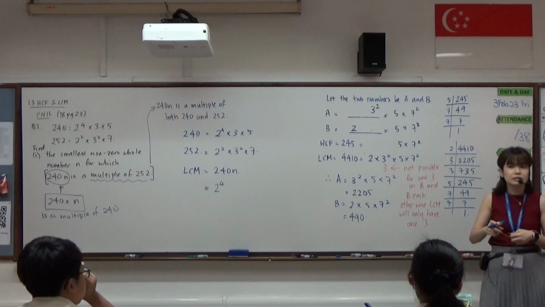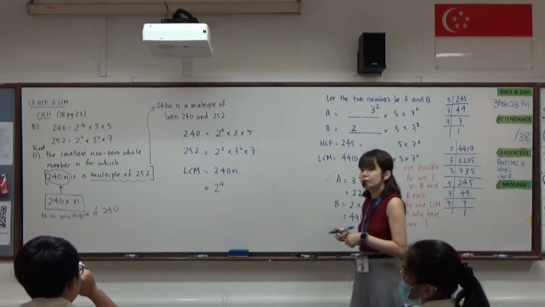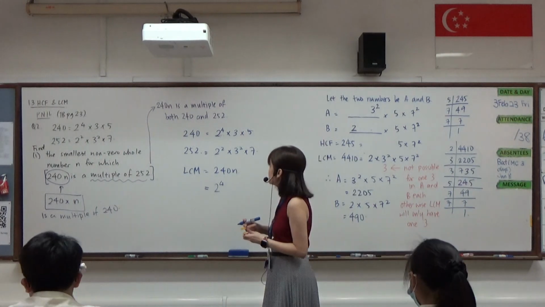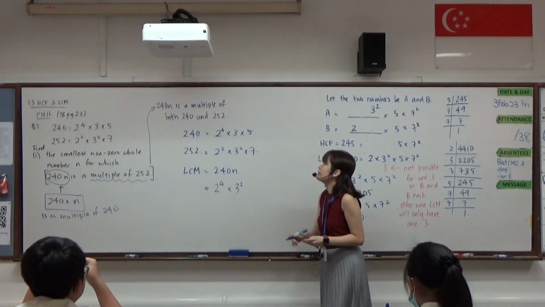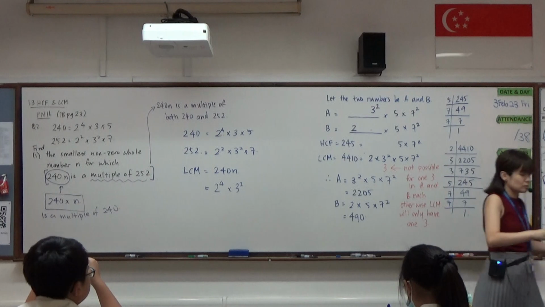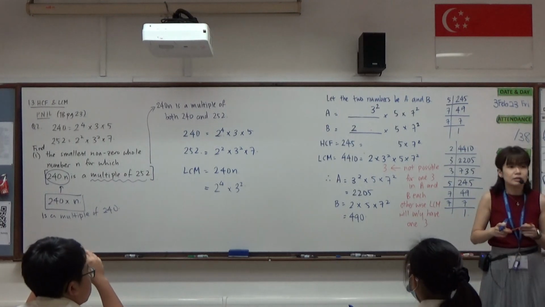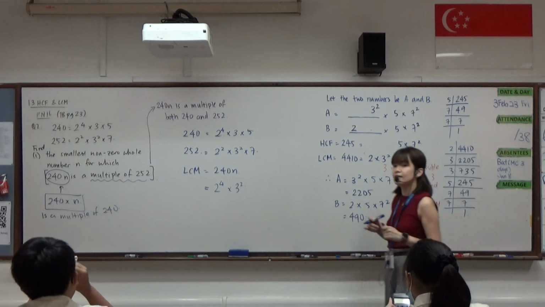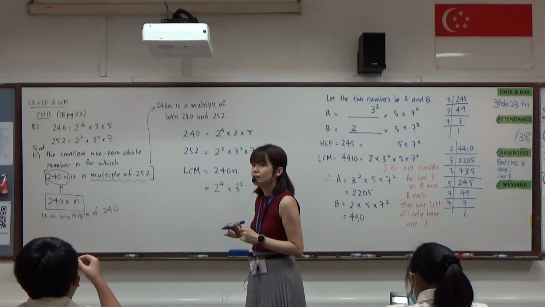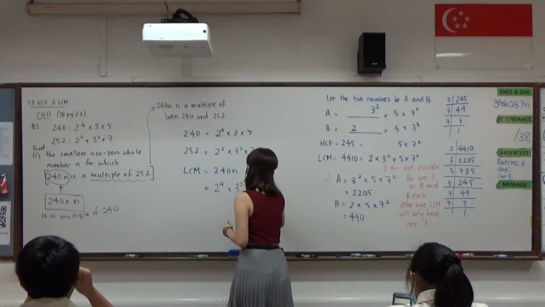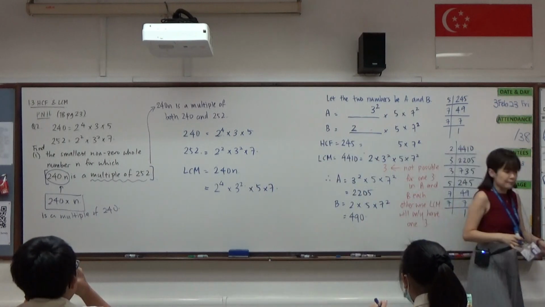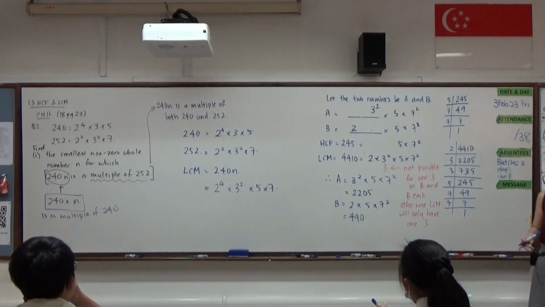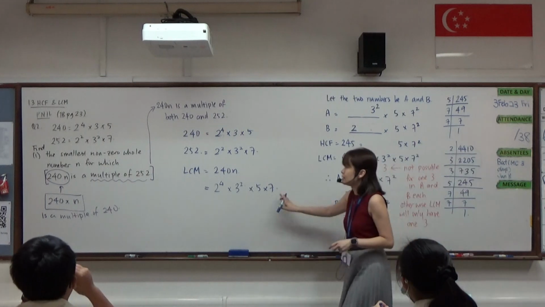Brandon. Yes, Brandon. 3 to the power of 2. Yes, you are right. We take the largest one. Any more that we have to take? Alyssa. 5 and 7. Wonderful, you are completely right. So the LCM is supposed to be 2 to the power of 4 times 3 squared times 5 times 7.